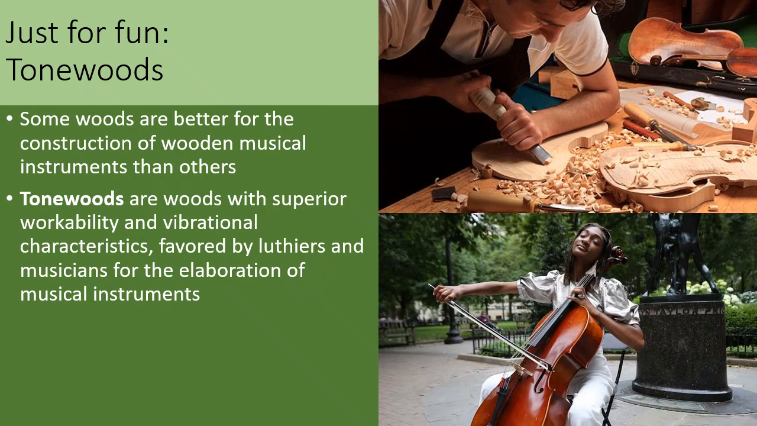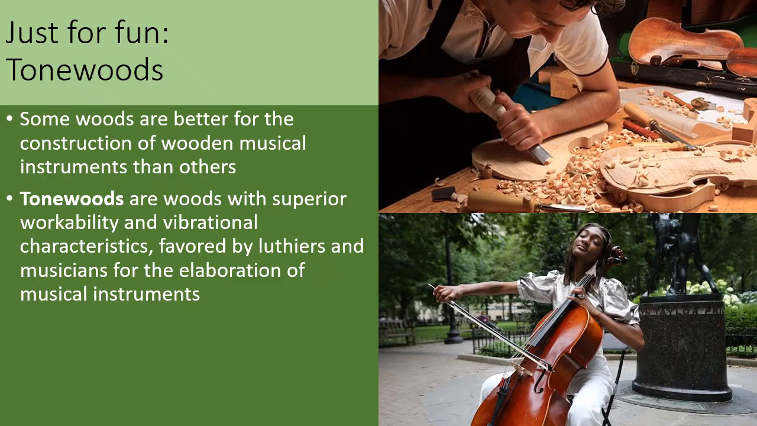This is just for fun, something that any musicians in the group might appreciate. Not all woods are equally well suited for the construction of musical instruments. The people who make wooden instruments are called luthiers, and luthiers often prefer certain types of wood over others for making musical instruments for two main reasons. The first is workability. The wood needs to be soft enough that it's easy to carve, and it needs to not crack or split easily, so that they can actually take a piece of wood and make it into an instrument without it breaking in the process.